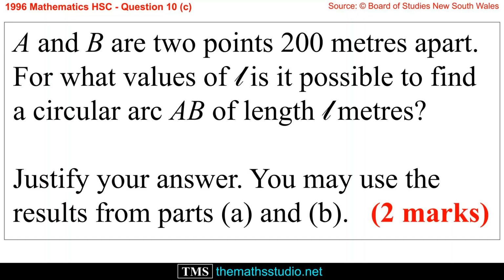Question 10, Part C. A and B are 2 points 200 meters apart. For what values of L is it possible to find a circular arc AB of length L meters? Justify your answer. You may use the results from parts A and B.